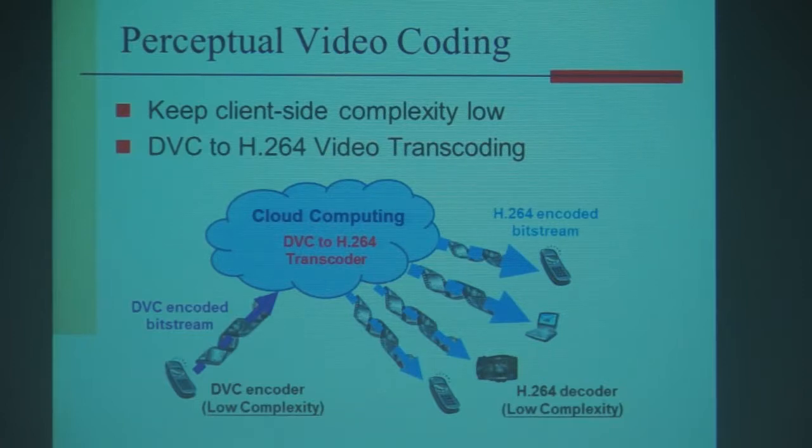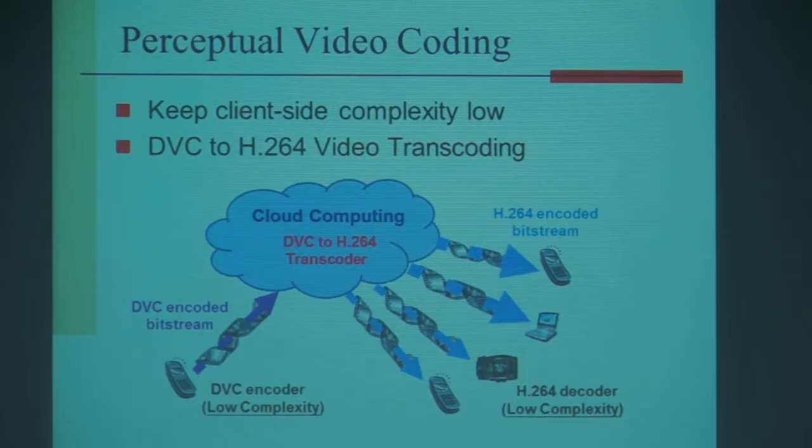So the cloud is going to do some transcoding to convert DVC to, for example, H.264. Now for H.264, the encoder is computationally expensive, but the decoder is computationally very light. So hopefully all the light things are equipped on the terminal devices, but all the heavy computational work is done by the cloud. So here in the cloud, you have to do DVC to H.264 transcoding. Now transcoding is an old business.